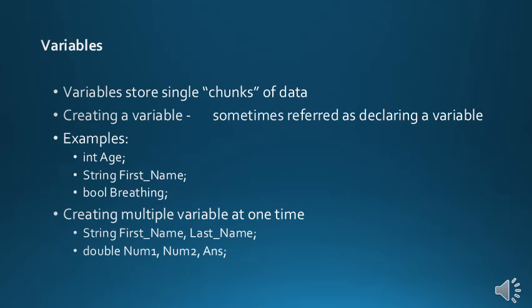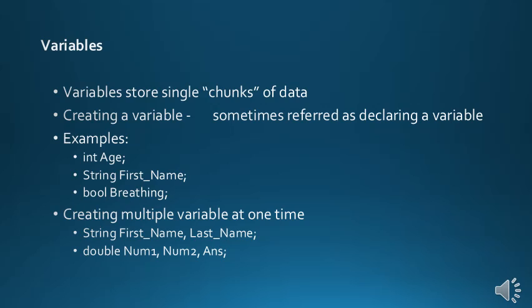Variables. Variables allow us to store single chunks of data. Sometimes when we are creating variables, you'll see that referred to as declaring a variable. I have a couple of examples listed here. It's important that we tell Java what type of data we're storing, and we have to give it a name. For example, here we have int and age, String and firstName, and boolean and breathing. That would be a fun one if you're playing a game and want to know whether or not your character is breathing. A boolean is true or false. A String stores alphanumerics, and an int stores whole numbers. We'll get more into this in just a little bit.